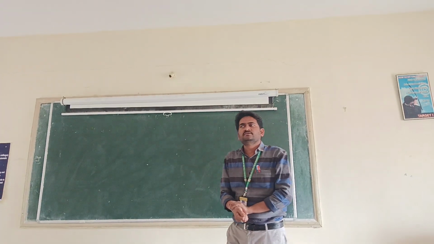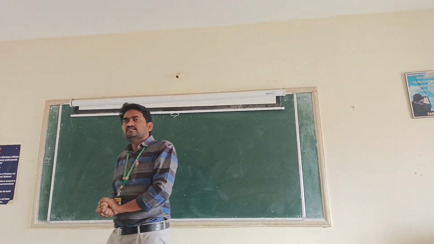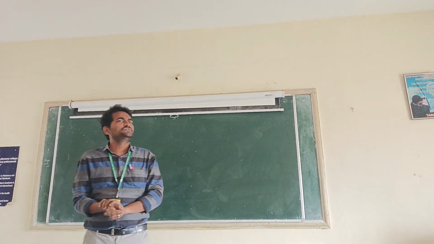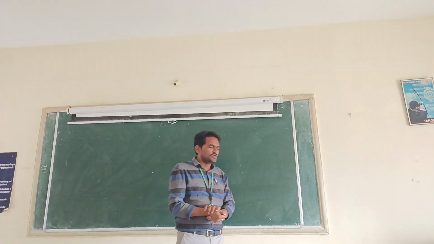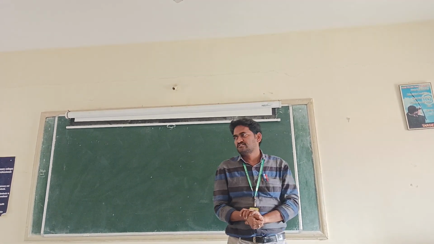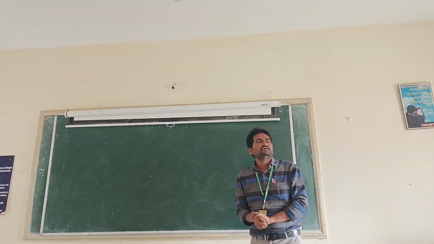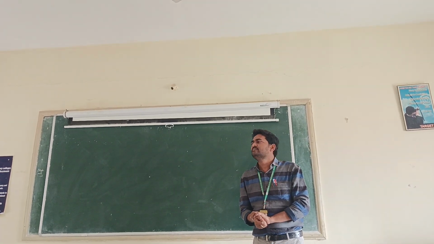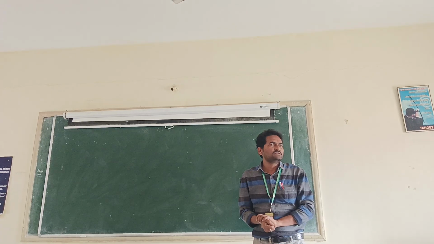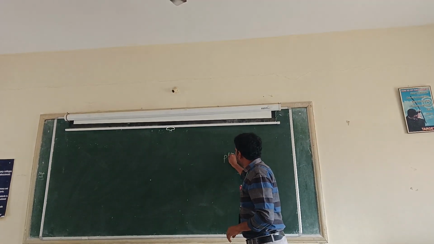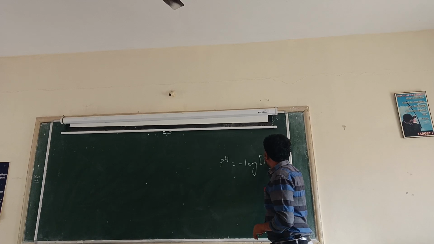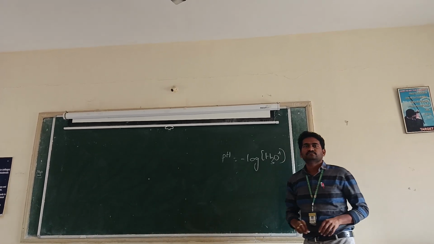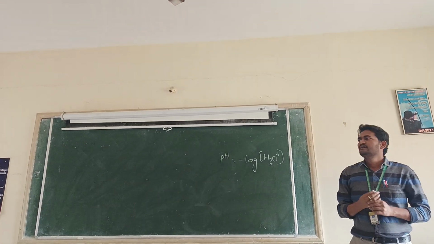Good morning, students. Today we are going to discuss the various methods that are used for determining pH. Before starting the topic, we should know what is meant by pH first of all. pH is defined as the negative logarithm of hydronium ion concentration. So that is the definition for pH.